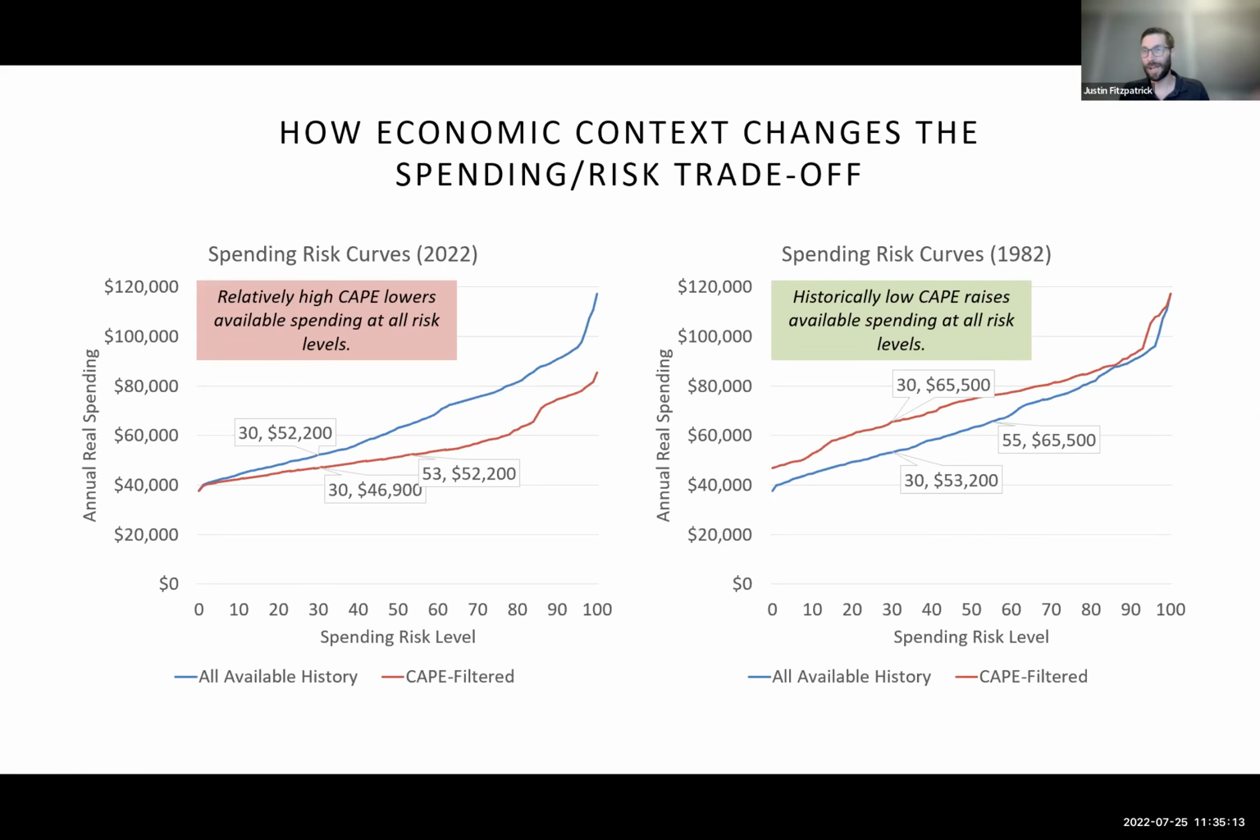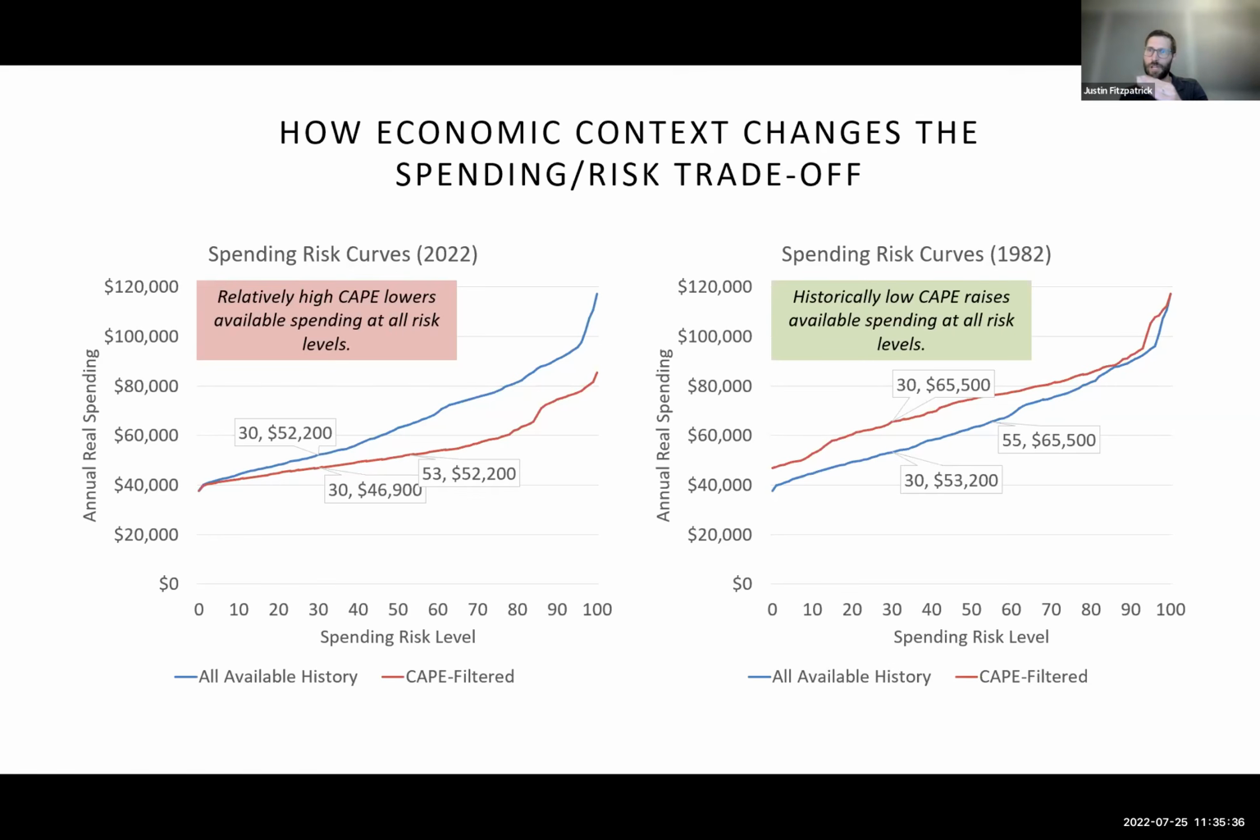Now, this is not always what you would see. So in 1982, and using only data available from 1982, so no foresight here, the opposite happens. So if we excluded periods that are least like 1982, so basically excluding all the high CAPE periods because CAPE was quite low in 1982.